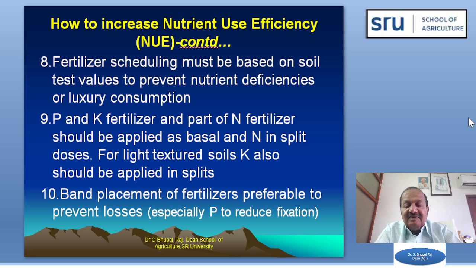So band placement of the fertilizers is preferable to prevent the losses. When we apply by broadcasting and just covering, the nutrient loss will be more. If you place the fertilizer below the soil zone and cover with the soil, that is placement, it reduces the nutrient loss.